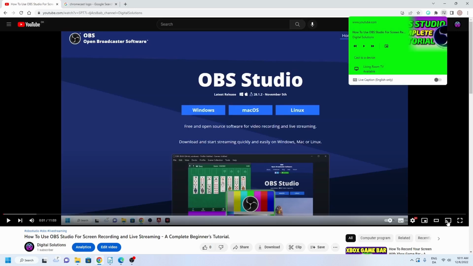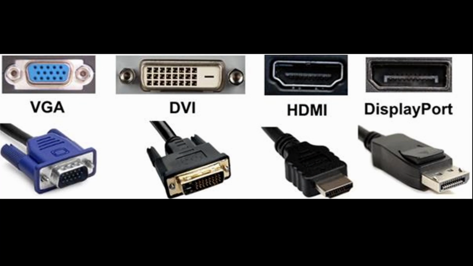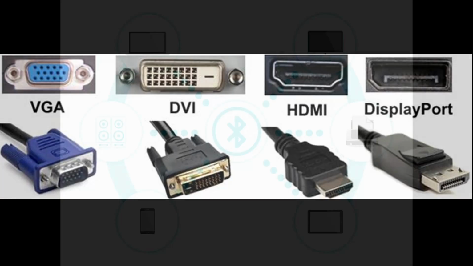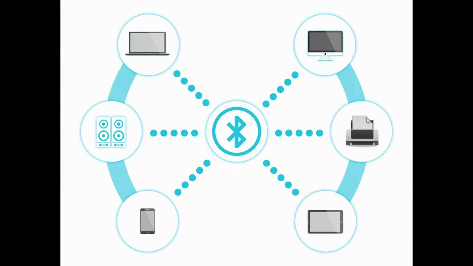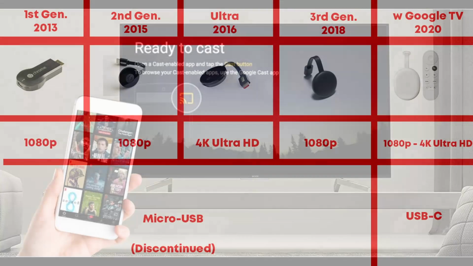Back in the days, to display any video content from your phone or PC to your TV screen, you would need an extra cable such as an HDMI cable. But in this new era of Bluetooth and wireless transmissions, there is no need for such cables. And this is where Google Chromecast has played a major role when it comes to streaming your PC display or any other video content from your smartphone.